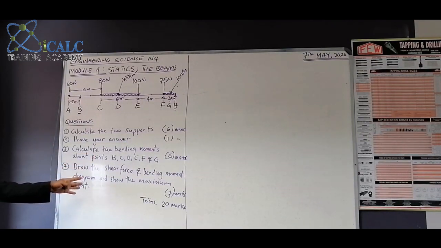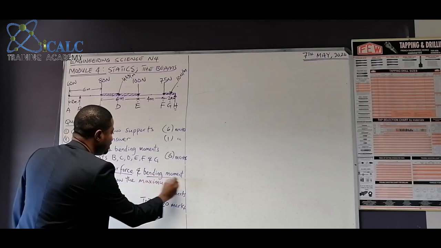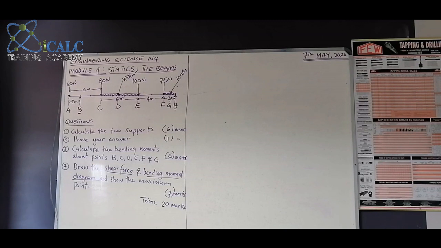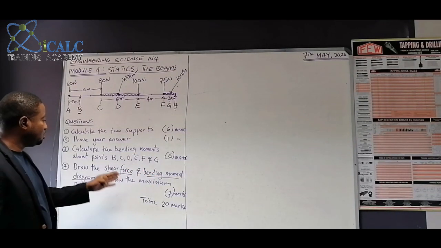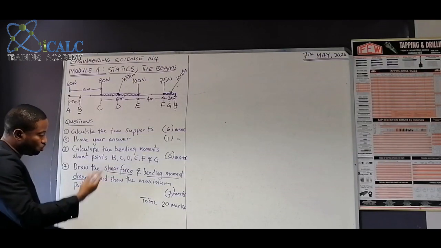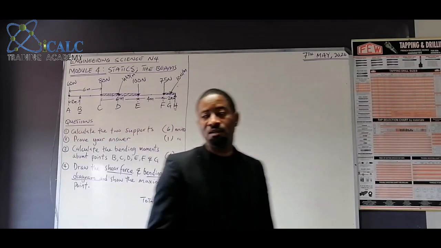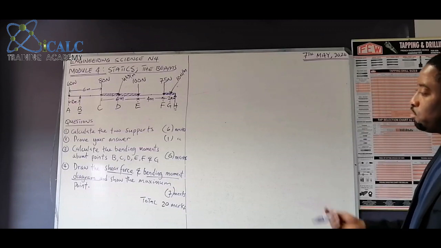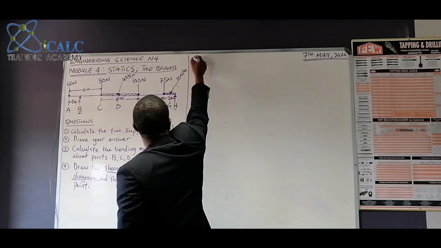And for you to draw the shear force and bending moment diagram, and also show the maximum point, whether at the bending moment or the shear force, if we make it like 2, that will give you 7 marks. We have 20 marks in total. So you can imagine, from just one topic, you scored 20 marks. So let's quickly go on and start with number one.